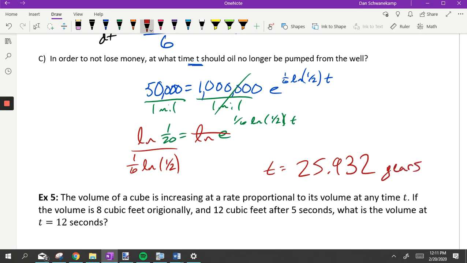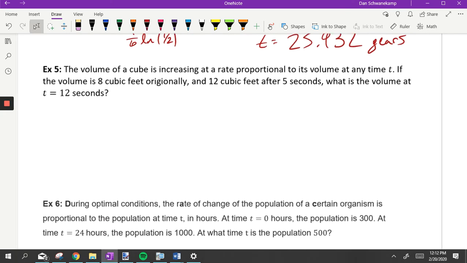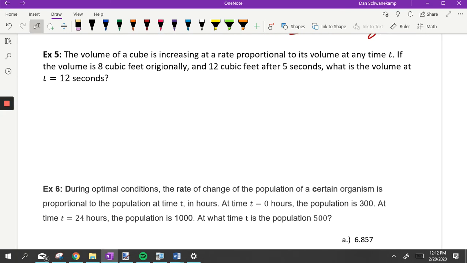Questions on how we did the oil problem? Again, they're all pretty much the same. You have a rate proportional, you're going to separate and integrate, do all that good stuff, and then work from there. Let's try one more together here. Try number 5, see what you got.